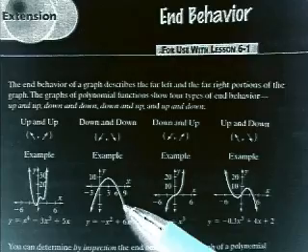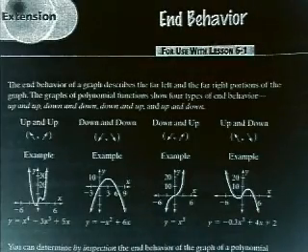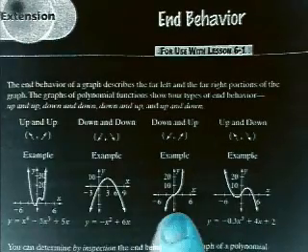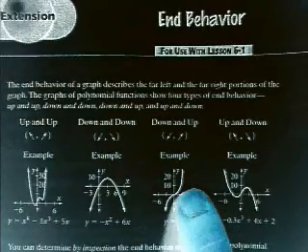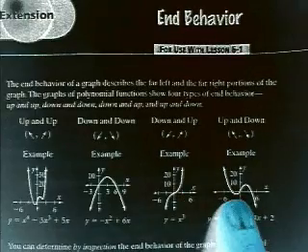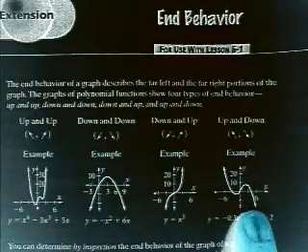The next type is both pointing down. As you can see, the polynomial both have end behaviors, far left and far right, that are going to go down, down. This one, down on the left, up on the right. And this is the exact opposite. Up on the left, down on the right.